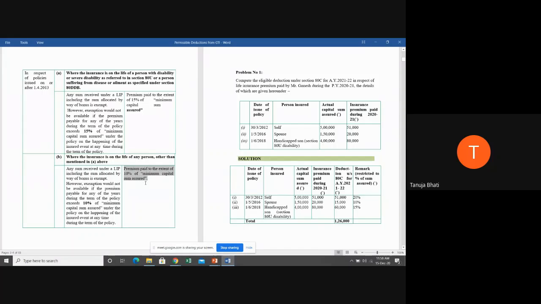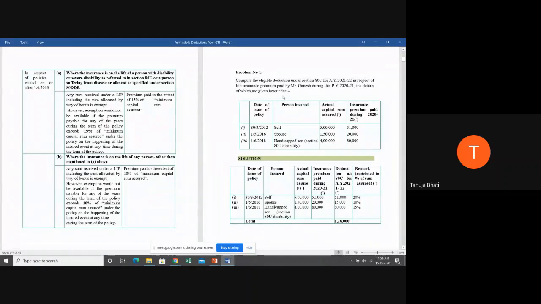So let us take a problem on this in order to understand the concept properly. So everyone pay attention to this problem. Are you all with me, students? Yes, ma'am. Okay. Compute the eligible deduction under section 80C for the assessment year 2021-2022 in respect of life insurance premium paid by Mr. Ganesh during the previous year 2020-2021. The details are given hereunder.